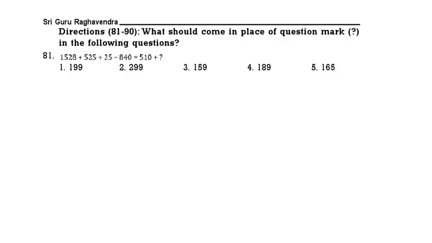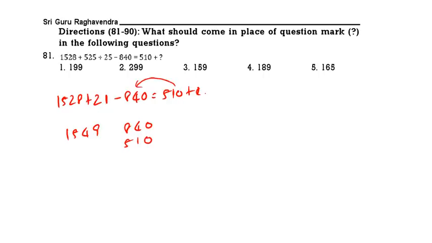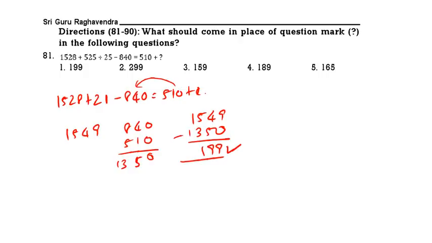What should come in the place of the question mark in the following question? 1528 plus 525 divided by 25 is 21, minus 840 is equal to 510 plus x. Now 1528 plus 21, 1549. 840 plus 510, because this 510 will come across when moved, that will be equal to 1350. So 1549 minus 1350, that is 199. 199 is the correct answer. Next question.